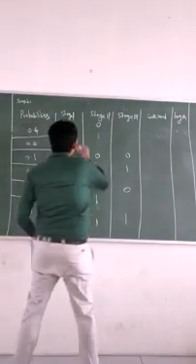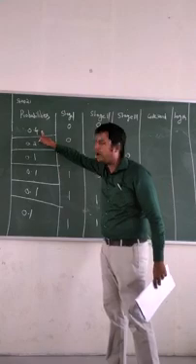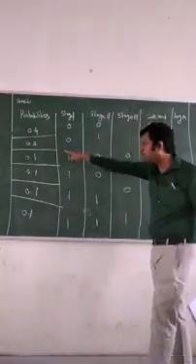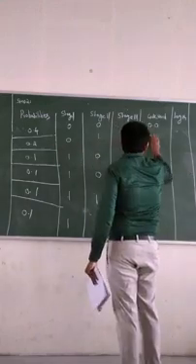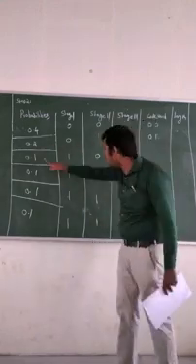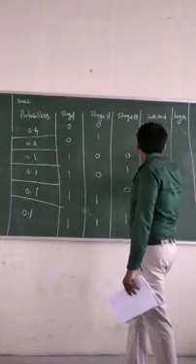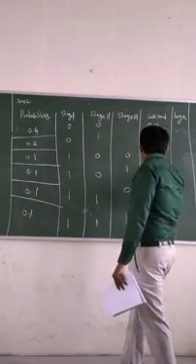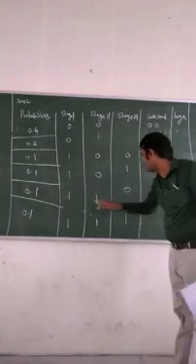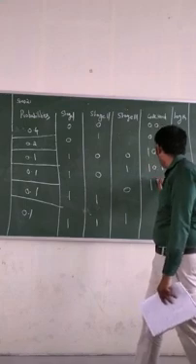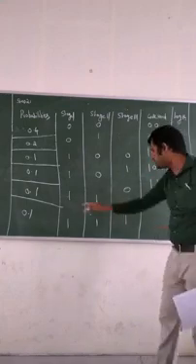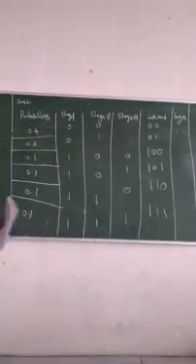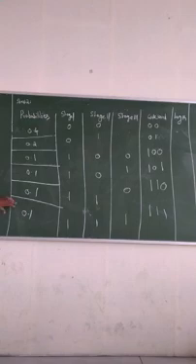Okay, now write down the code words. So what are the code words? For 0.4 we are having the code word 0, 0. For the 0.2, you are having the code word 0, 1. For the 0.1, you are having the code word 1, 0, 0. For the next 0.1, you are having the code word 1, 0, 1. For this 0.1, you are having the code word 1, 1, 0. And for this 0.1, you are having the code word 1, 1, 1. So this is how we have to write the code word for each probability.